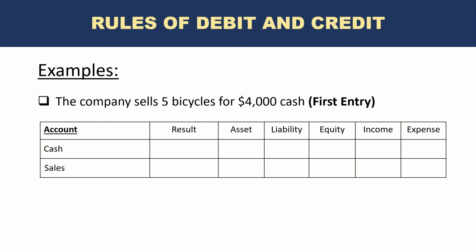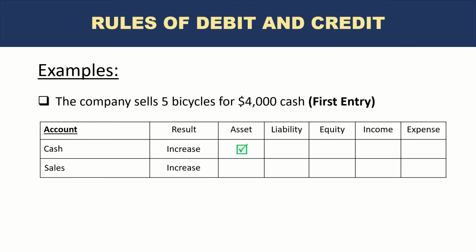So the accounts that will be impacted are, one is cash, of course, because the company has received 4,000. The second will be sales or income. So cash is increasing. We are receiving cash, and sales are also increasing because the company had no sales up until now. But with the sale of these 5 bicycles, the company now has sales of $4,000.